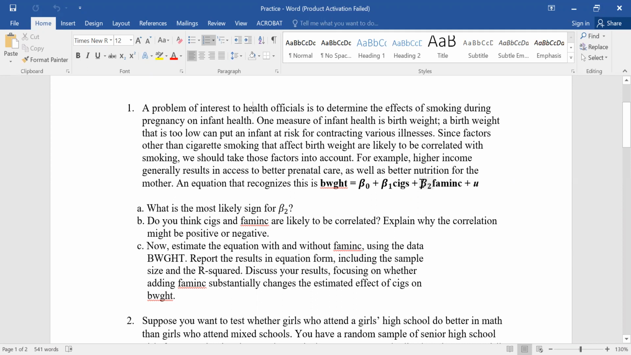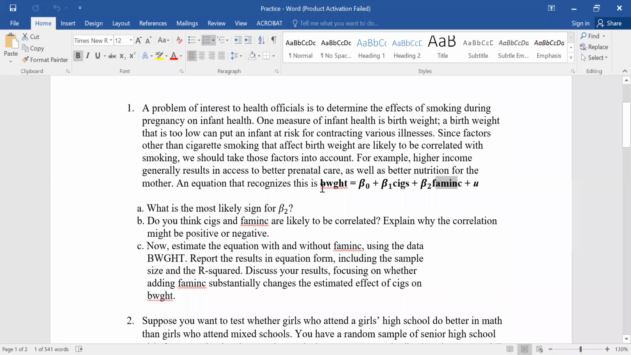Positive. It can either be positive or negative. You said beta 2 could be positive or negative. That's a good one. Why could it be negative? Negative if the income is very low, and positive if the income is very high. Yeah, but we are looking for overall. So overall, you ask yourself, if family income increases, what happens to the birth weight?